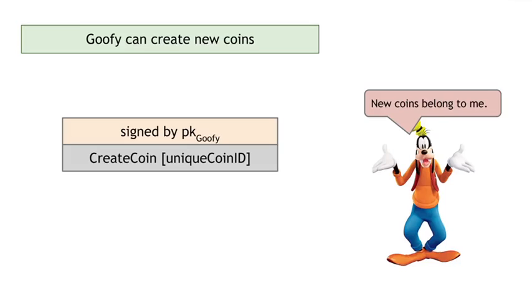There are just a couple of rules of Goofy Coin. The first rule is that Goofy can create new coins. Goofy can make a new coin whenever he wants, and when he makes a new coin, it belongs to him. So when Goofy makes a coin, it's represented by a data structure like this. Here you have the create coin operation, and there's a unique coin ID that Goofy generated, and then there's a digital signature that was put on it by Goofy, which anyone can verify. So anyone being given this can verify that the signature is valid and that it's a signature of this statement. And new coins belong to Goofy by definition because those are the rules that Goofy made. So that's the first rule: Goofy can create new coins.